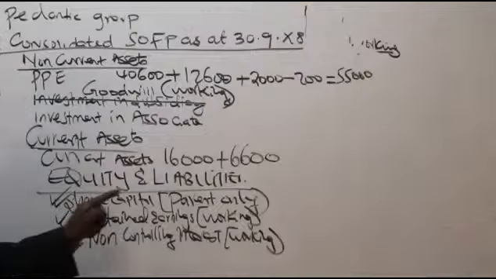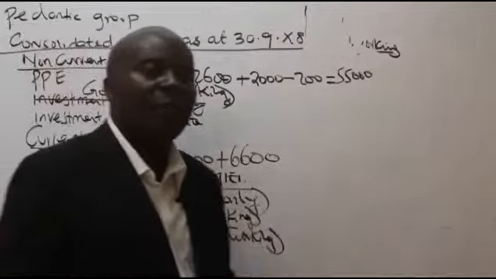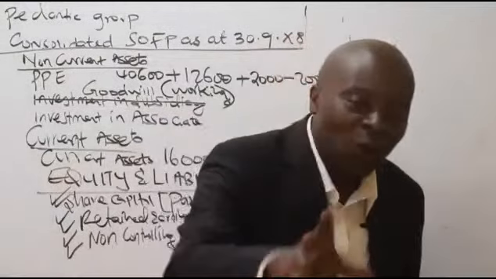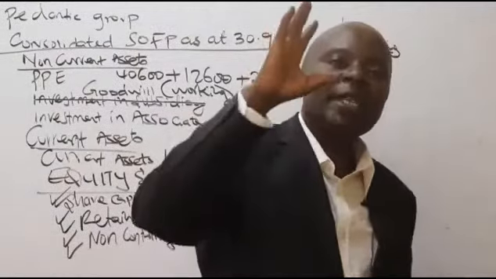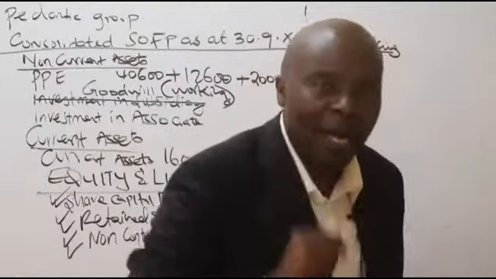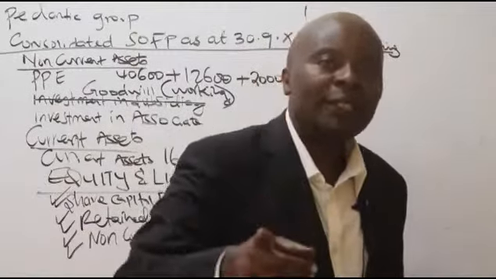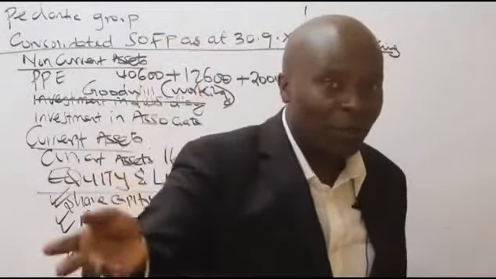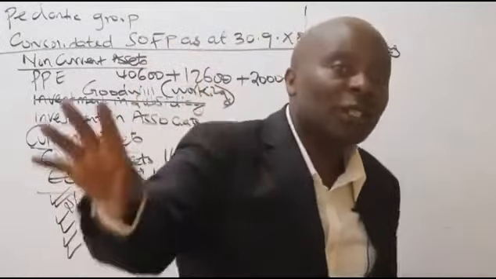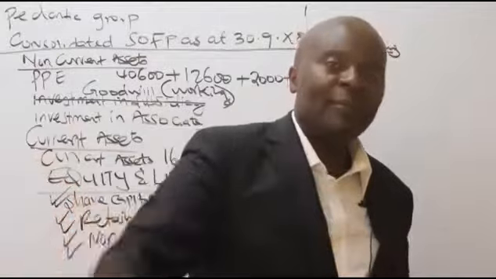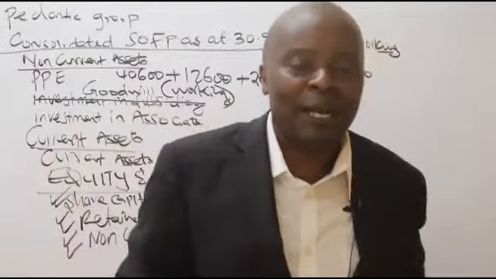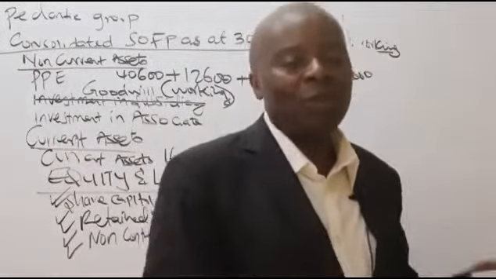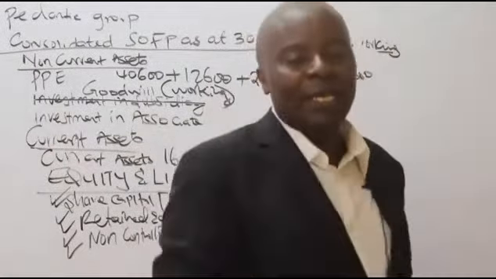Why is this NCI an equity component? Remember, these people have given you money, which is not a loan. They will never, in this case, come to demand their money back. If they want their money back, then they have to go to the secondary market, like the Nairobi Stock Exchange, and do what? Sell their shares to a third party. But the money that they gave to us in form of share capital is a permanent source of capital. And if it's a permanent source of capital, it shall always be under equity.